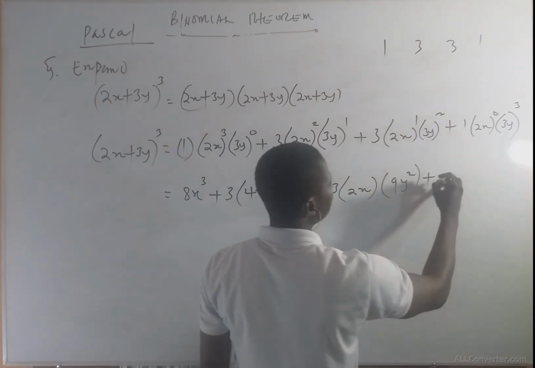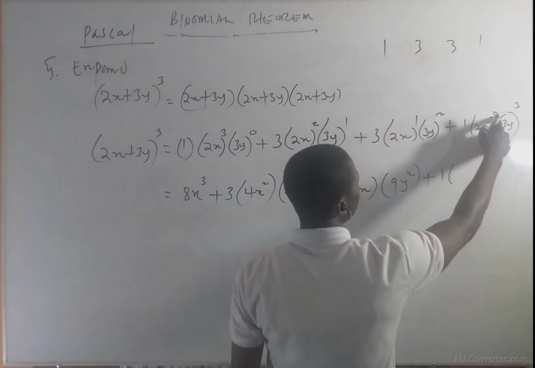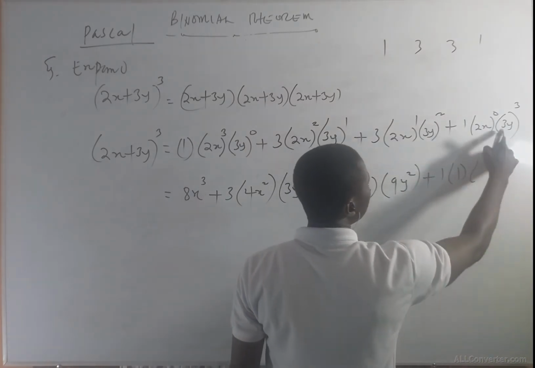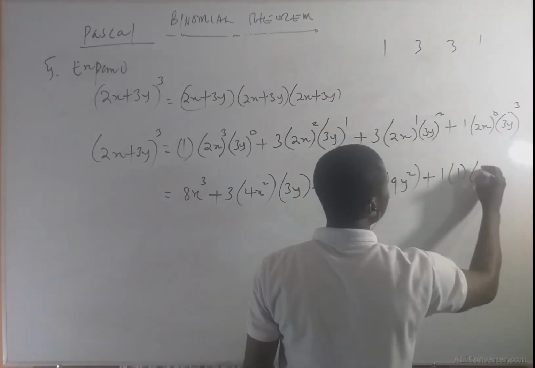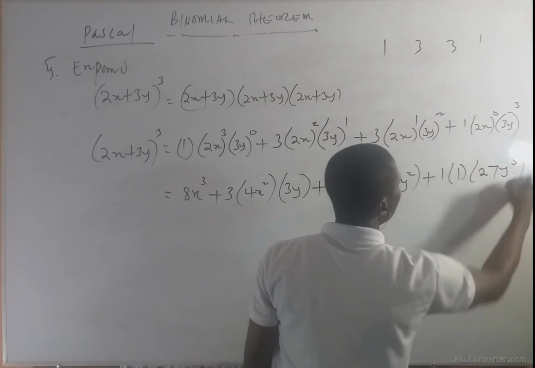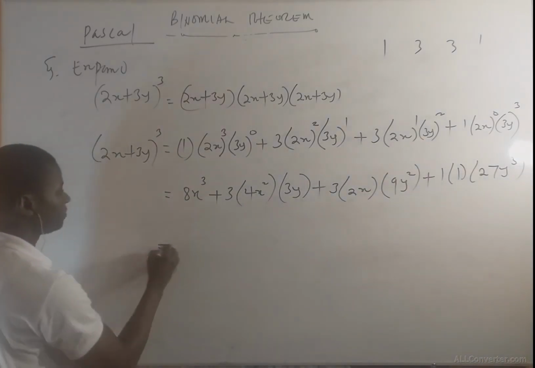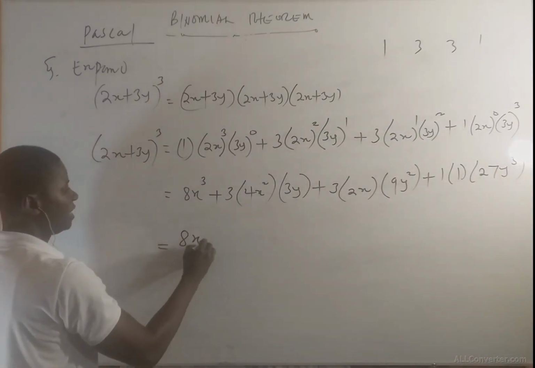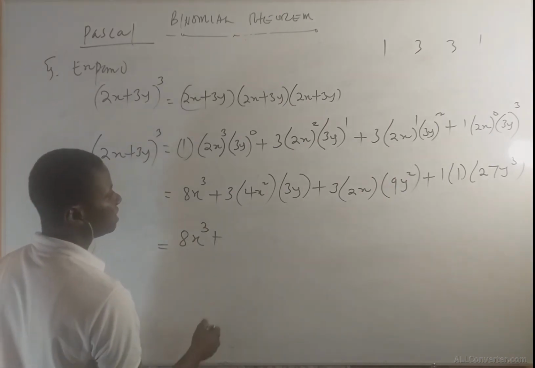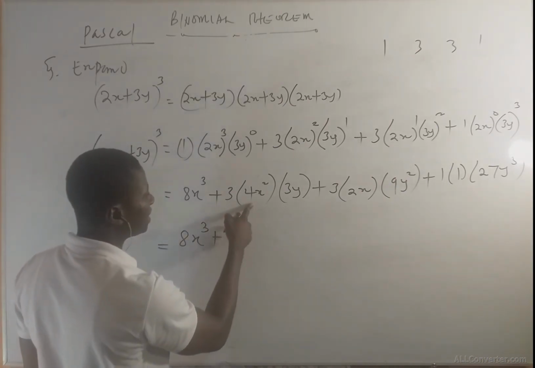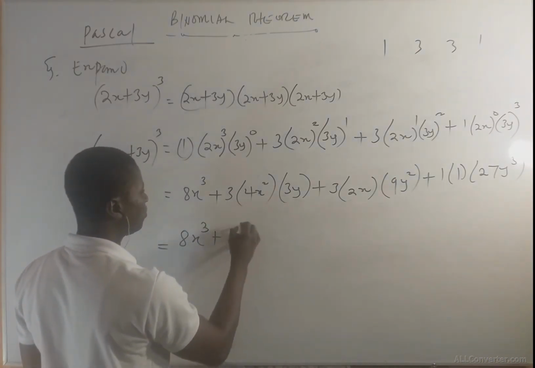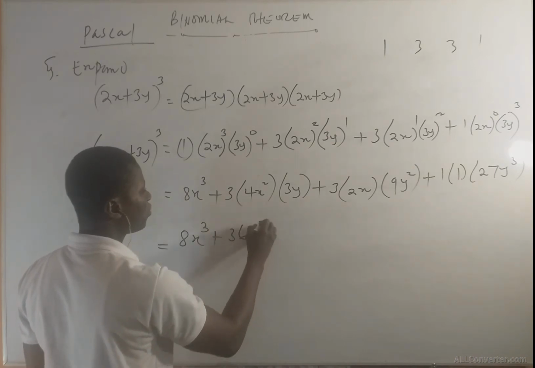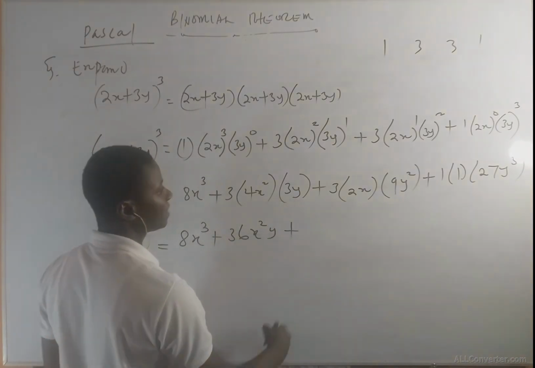Then we have plus 1. 2x exponent 0 will give us 1. Then 3y all cubed: 3 cubed will give us 27, then we have y cubed. So we now simplify. Then we have 8x cubed plus. Now we have 3 times 4, that is 12, and 12 times 3 is 36. So we have 36, we have x squared here, then we have y here.